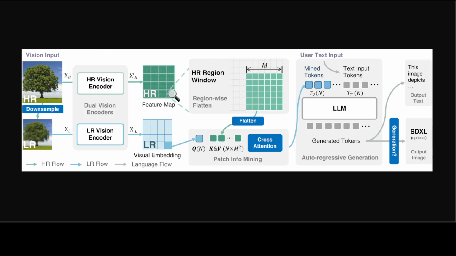Dual visual encoders are being provisioned to give low resolution visual embedding and high resolution candidates. Also, you can see there is a patch info mining which is proposed to conduct patch level mining between high resolution regions and low resolution visual queries. Also, an LLM is being utilized to marry text with images for both comprehension and generation at the same time.